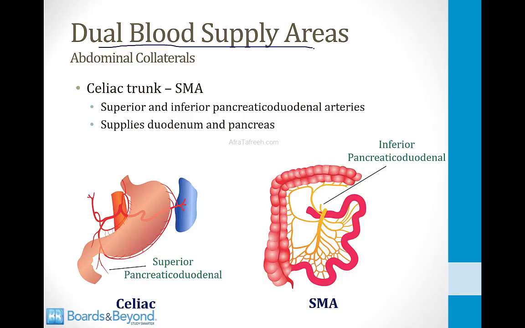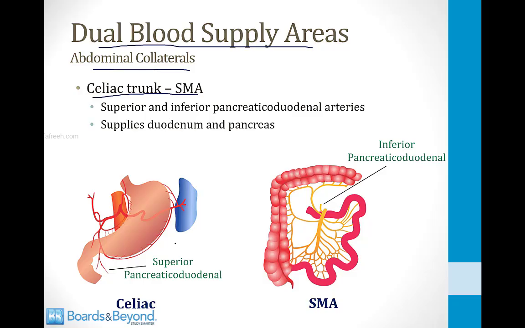There are portions of the abdomen that receive blood from two of the major vessels that branch off the abdominal aorta. These parts of the abdomen are said to have collateral circulation, meaning circulation coming from more than one of the large vessels. And by having a dual blood supply, this protects against ischemia. The first collaterals we'll talk about are those between the celiac trunk and the SMA.